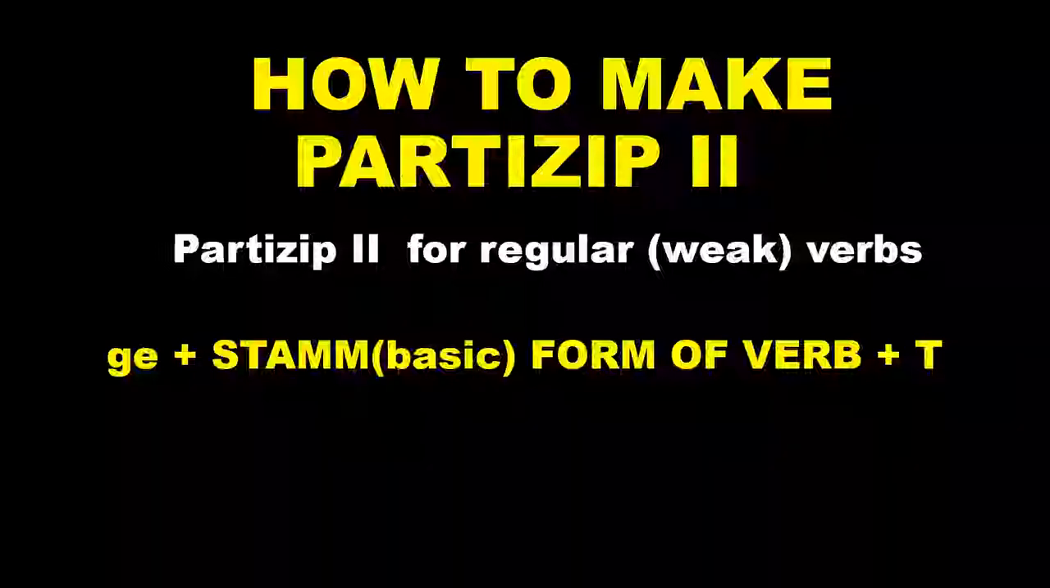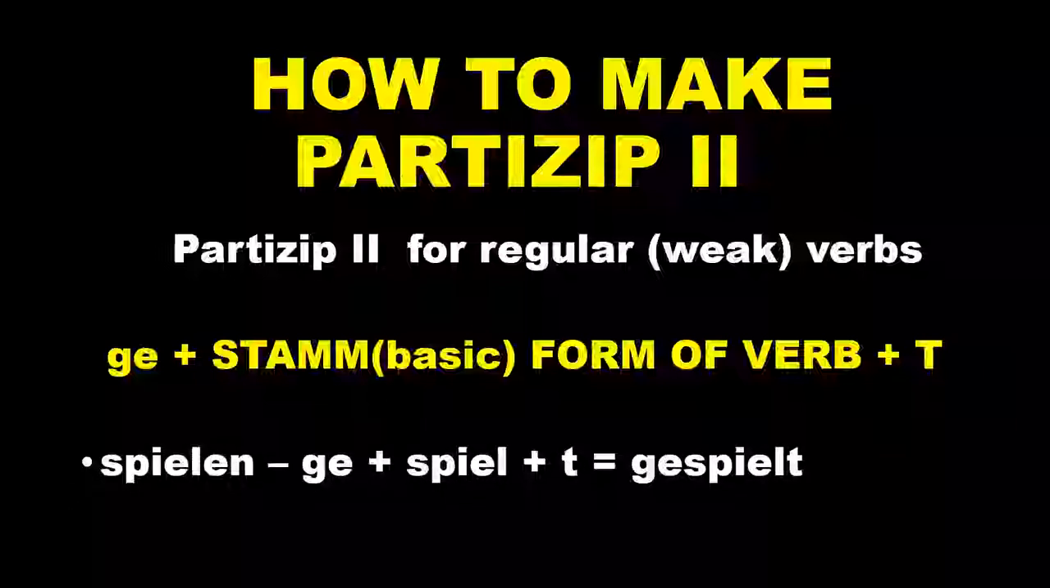So let's see. This ge is the prefix. Then we take the basic form, which we call in German Grundform or Stamm of the verb. Then we add t at the end. That is how we make the Partizip II form. Let's see some of the examples. For example, spielen, that we already know, we have done lots of exercises before as well. Spielen, which means to play.